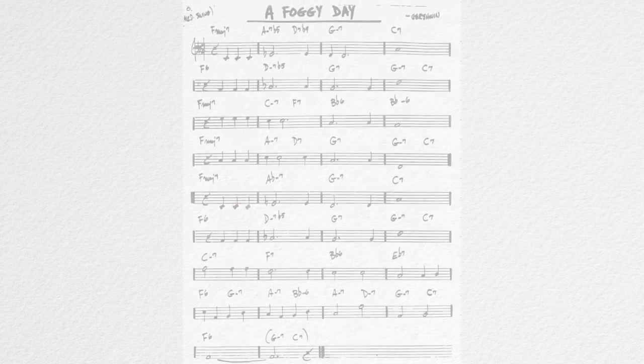To really get a handle of this, though, I think we need to look at an example. So we're going to start with Gershwin's A Foggy Day.